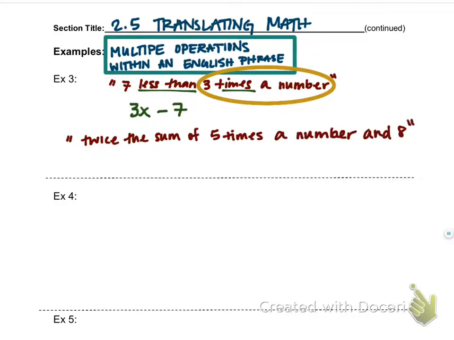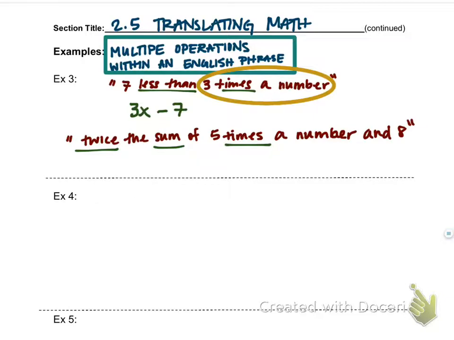Well, there's a couple of pieces playing in here. We have the identification of twice. We also have sum and times. So we need to be particularly careful about this. Twice is the same thing as 2 times. Sum is an addition, and we haven't figured out what we're adding yet.